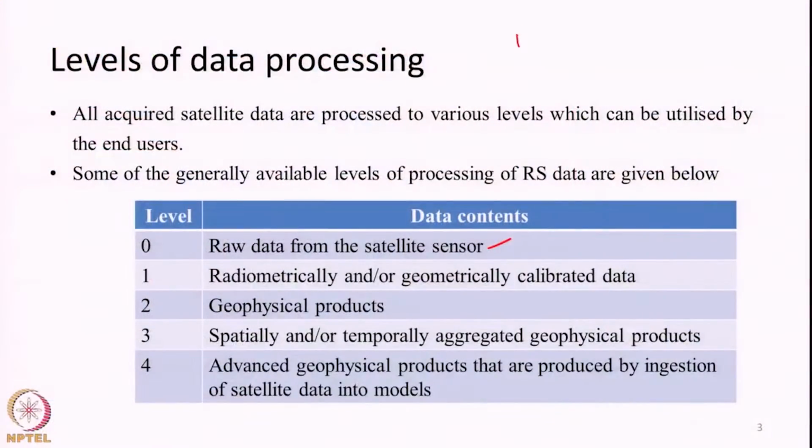It will be a 2-dimensional matrix, each band being one matrix. For example, let us say our system has 5 bands: blue, green, red, NIR and SWIR. It covers an area of about 185 kilometers by 185 kilometers in one image, at a resolution of 30 meters. This is an example of the Landsat system. You will have multiple 30-meter pixels, and for each band you will have one such matrix.